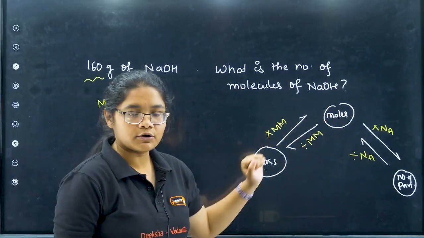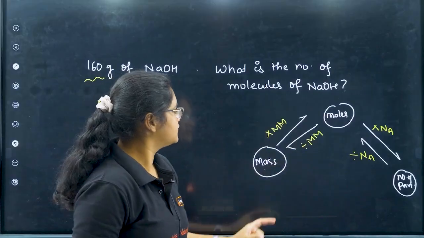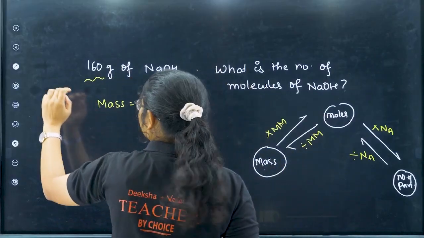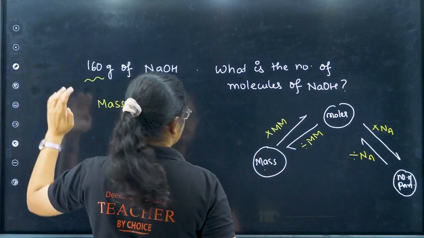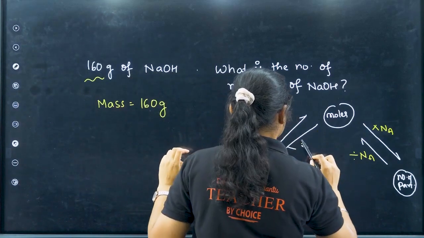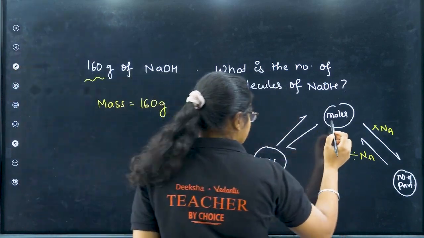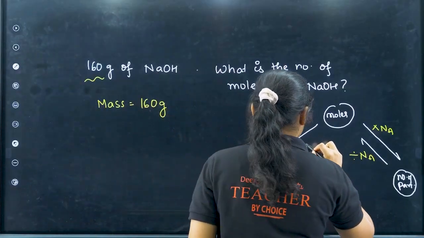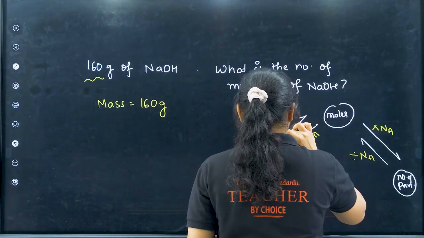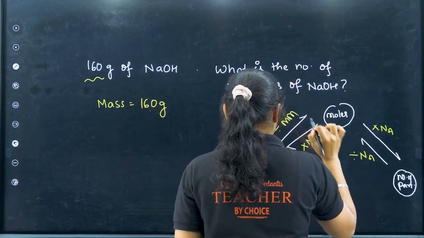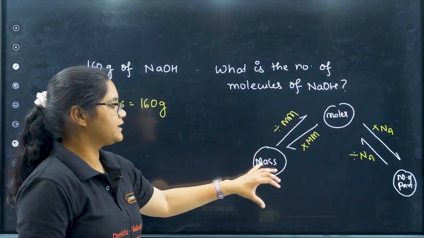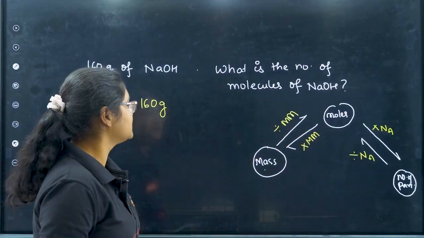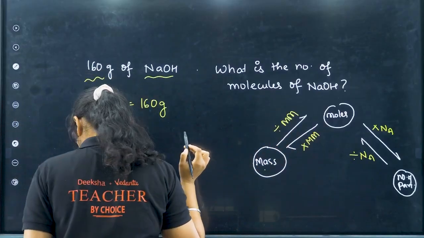So mass to moles, how to convert? Divide by, mass to moles. Okay, just a minute, here I did a mistake. Yes, moles to mass you have to multiply with molar mass. Mass to moles, divide by molecular mass. Okay, so now we have 160 gram mass, we have to convert it into moles. So we will divide by the molar mass. So let's calculate the molar mass of NaOH.